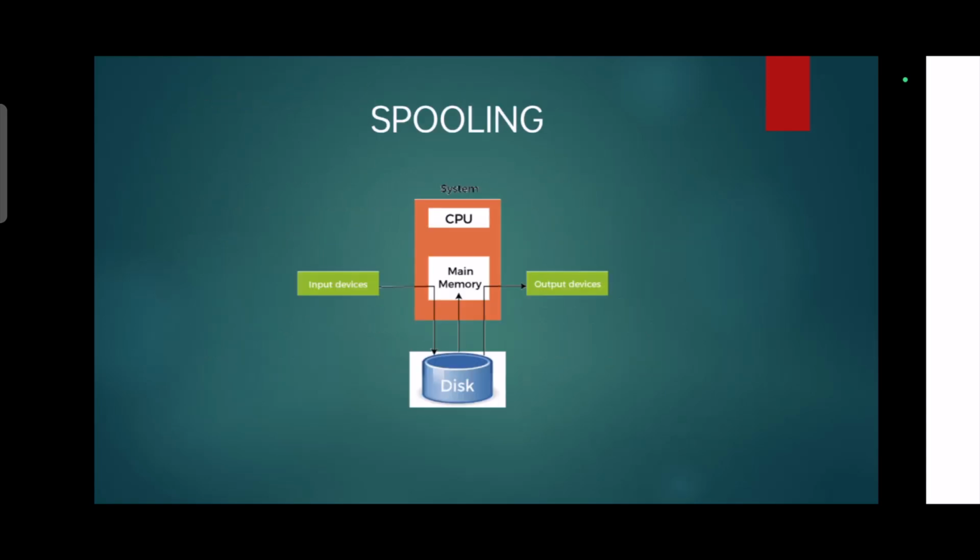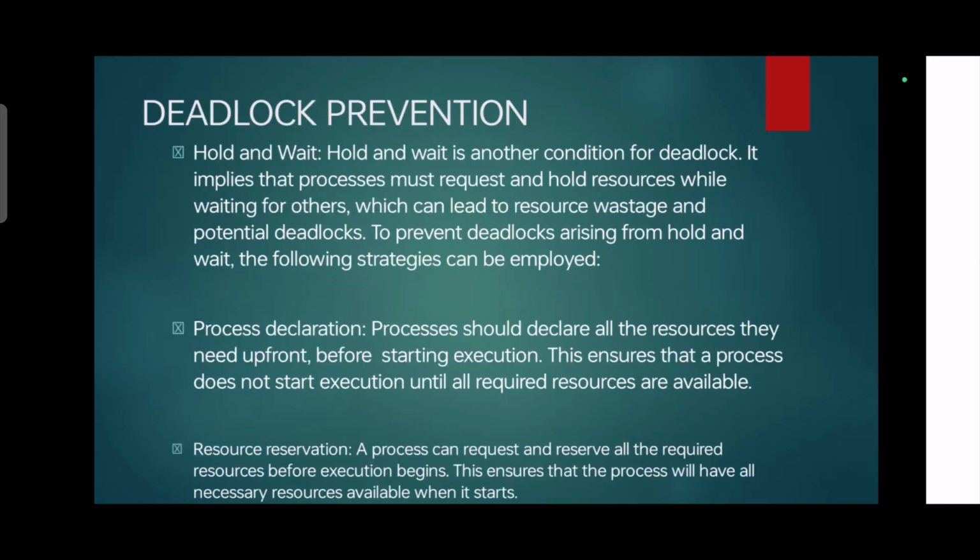So this is the example demonstrating spooling. Here input devices are connected through main memory to a disk, and output devices are connected to the disk, and from main memory output devices are connected. So this is spooling. Next is hold and wait.